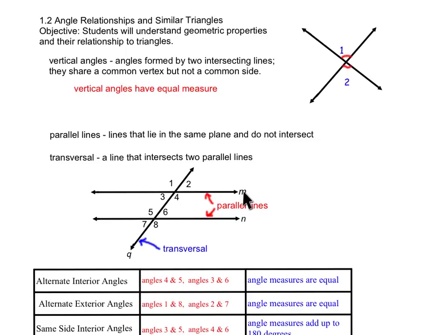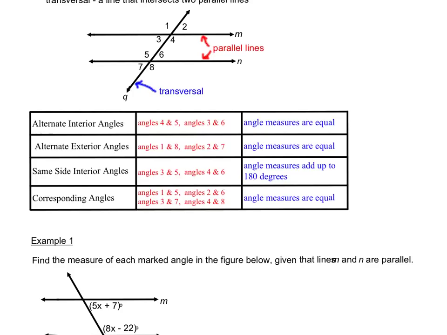Remember that parallel lines lie on the same plane but don't intersect. So here we have lines M and N are parallel. And then we have a transversal, and that's a line that intersects two parallel lines. Some angle relationships within parallel lines and a transversal are the alternate interior angles, and those are the angles on the opposite sides of the transversal, or alternate sides of the transversal, and they're inside the parallel lines.